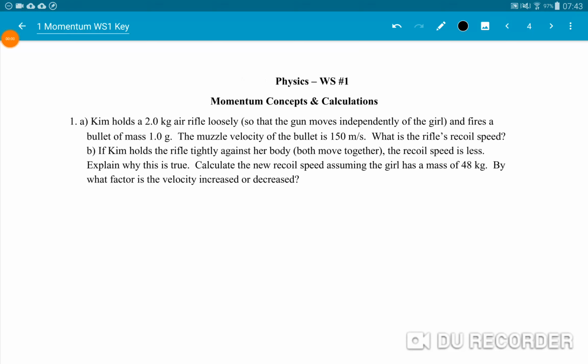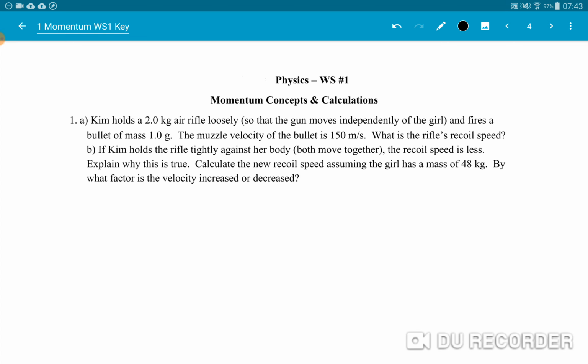In this video, we've got Momentum Worksheet 1, number 1. Let's get into it. Kim holds a 2 kilogram air rifle loosely so that the gun moves independently of the girl and fires a bullet of mass 1 gram. The muzzle velocity, or the velocity of the bullet as it comes out of the barrel of the gun, is 150 meters per second. What's the rifle's recoil speed?